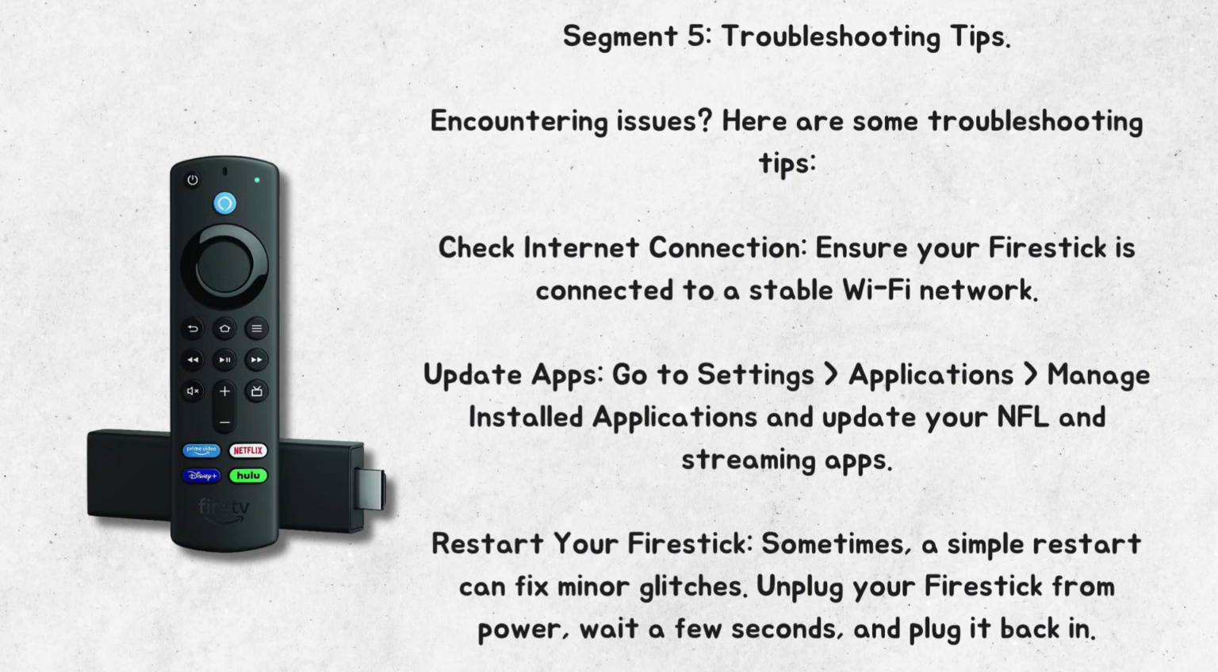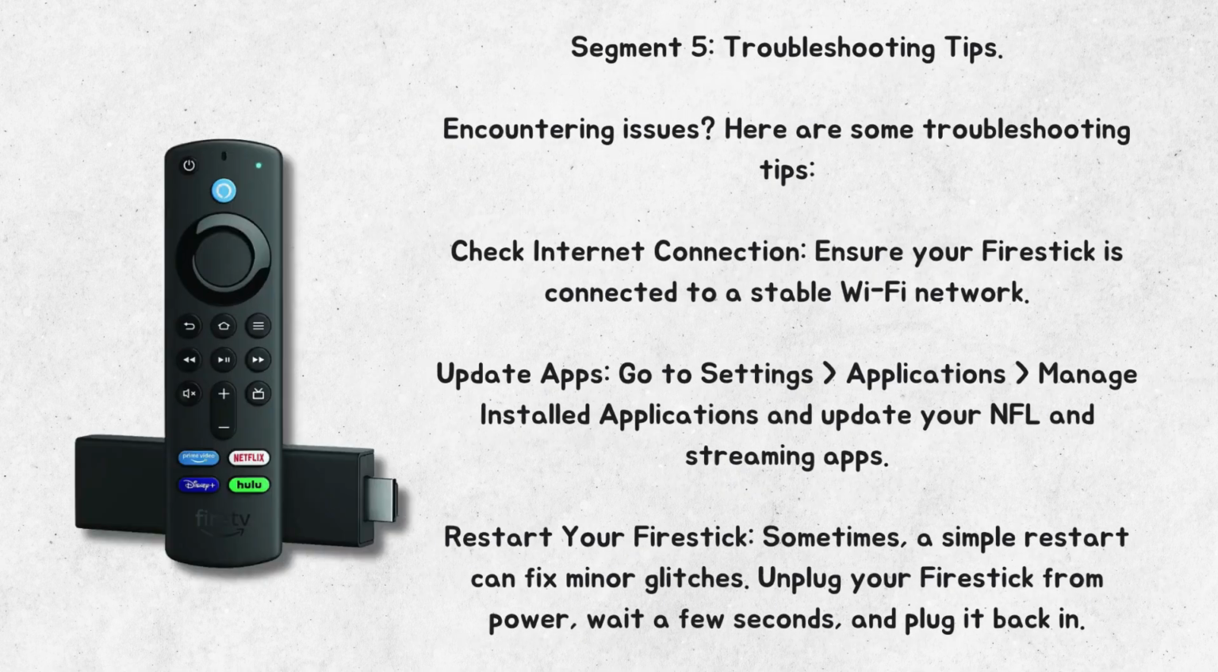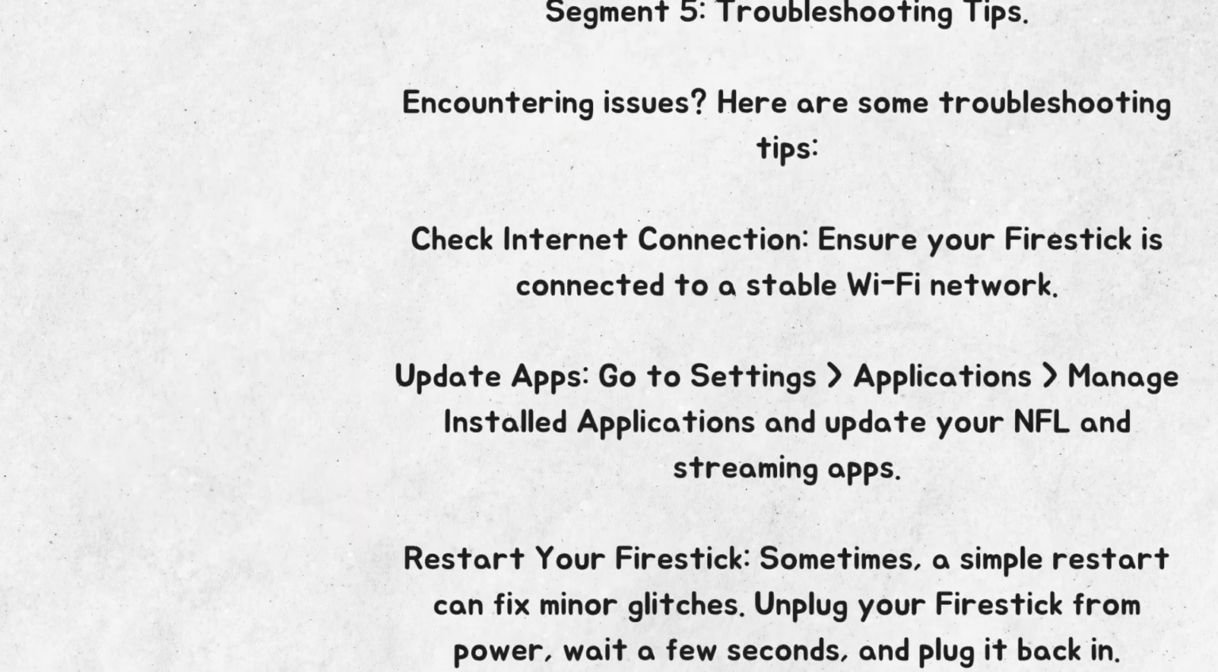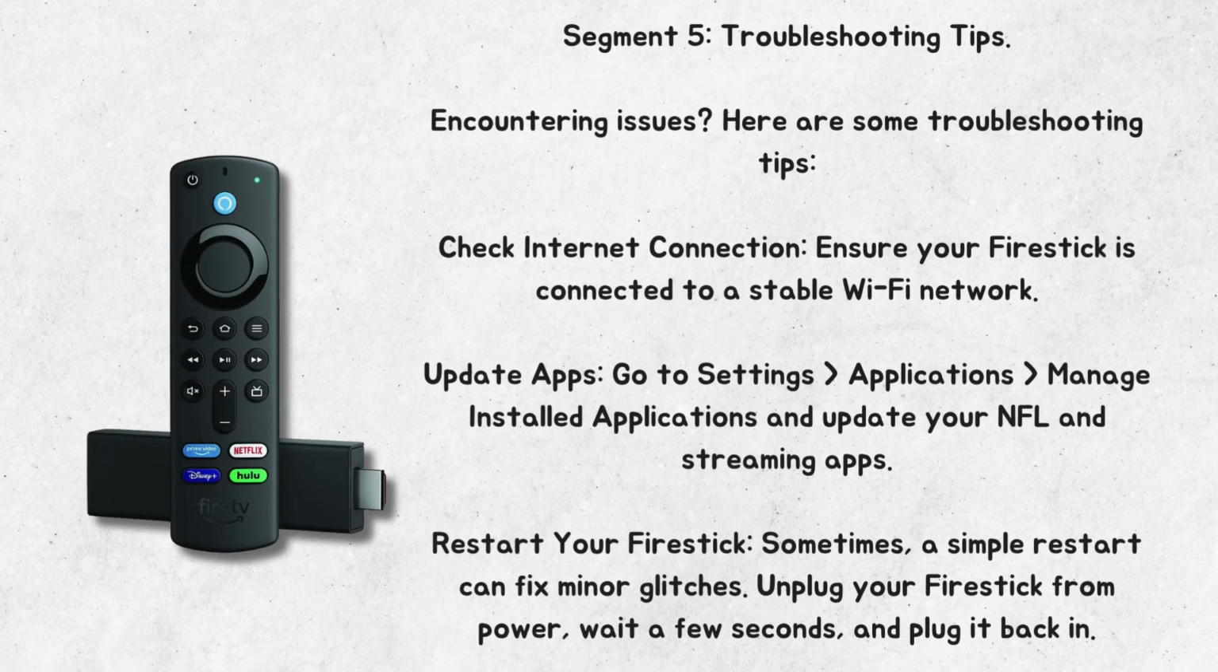Segment 5. Troubleshooting tips. Encountering issues? Here are some troubleshooting tips. Check internet connection. Ensure your Firestick is connected to a stable Wi-Fi network. Update apps. Go to Settings > Applications > Manage Installed Applications and update your NFL and streaming apps. Restart your Firestick. Sometimes a simple restart can fix minor glitches. Unplug your Firestick from power, wait a few seconds, and plug it back in.